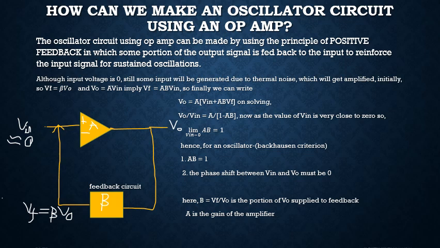Now if we take the limit Vin tending to 0, because in reality we do not supply any input voltage to this oscillator circuit, what we will get is Aβ equals 1. Hence for an oscillator, the Barkhausen criterion is that the product of A and beta should be equal to 1, and the phase shift between Vin and VO must be 0.